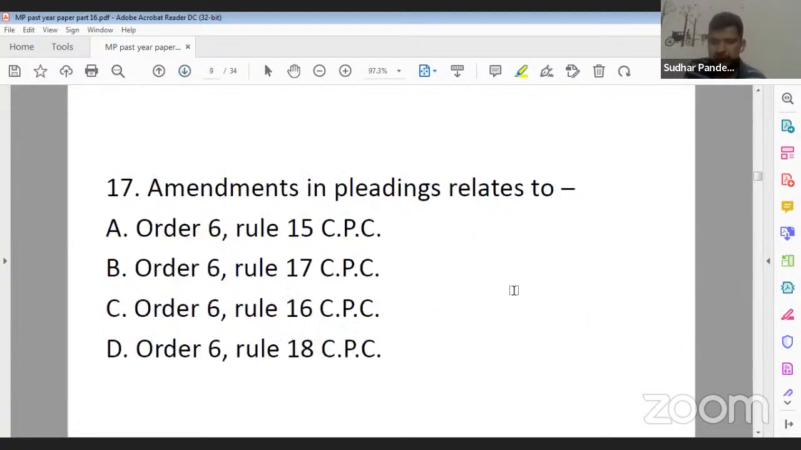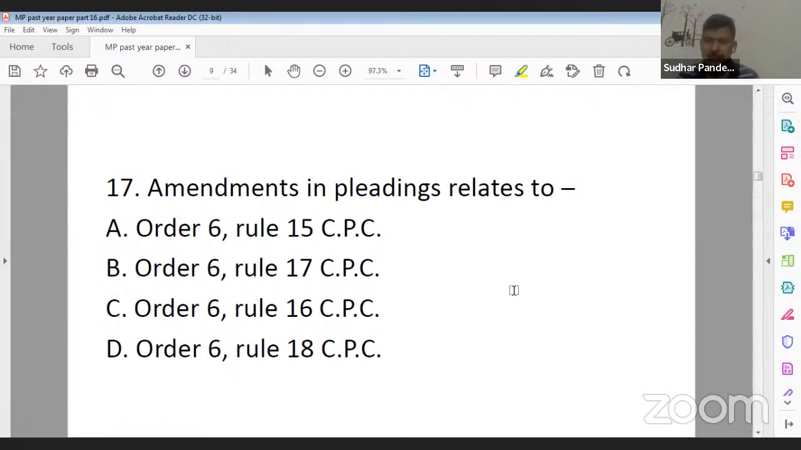Question number 17. Amendments in the pleading relates to option A, Order 6, Rule 15. Option B, Order 6, Rule 17. Option C, Order 6, Rule 16. Option D, Order 6, Rule 18. What should be the correct answer?